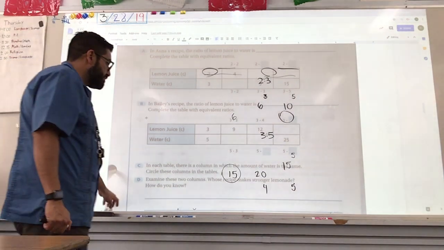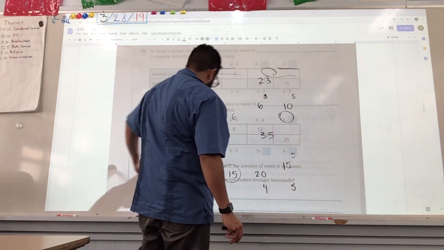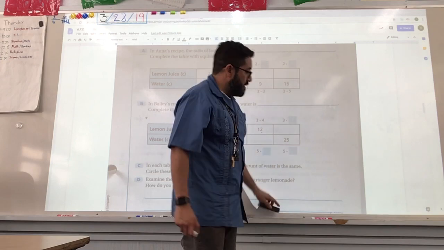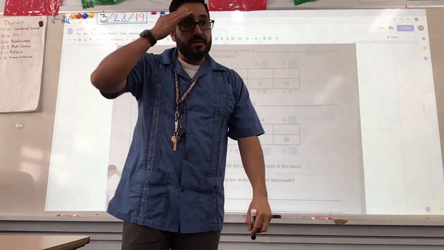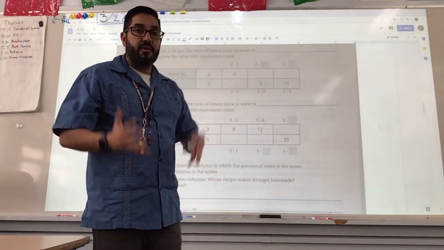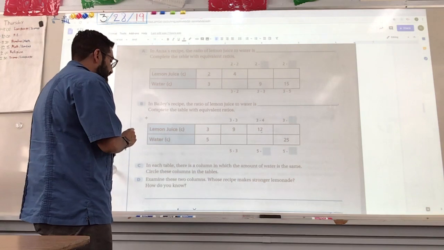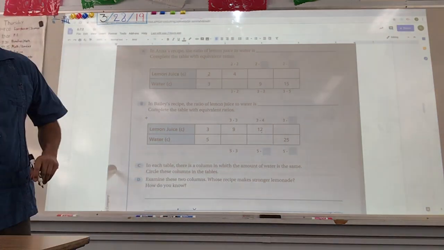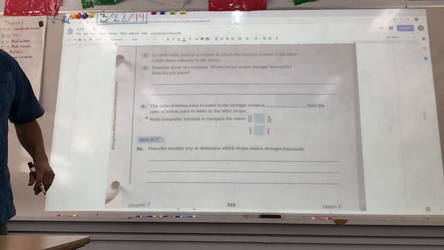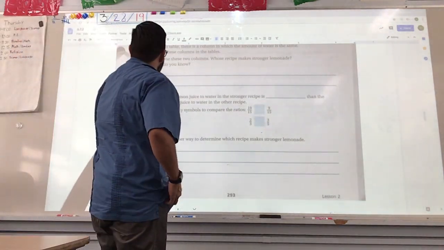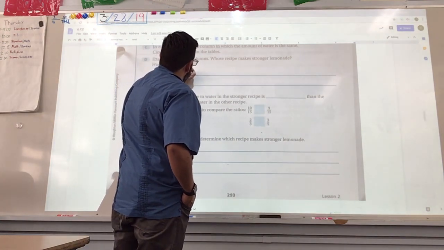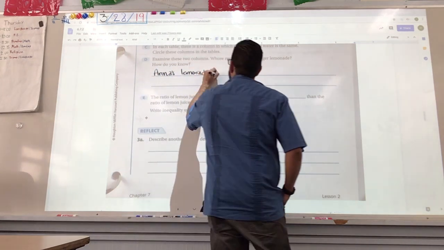Examine the 2 columns. Whose recipe makes stronger lemonade? Okay, now assume that the stronger lemonade is made with more lemon juice and less water. Well, since they have the same amount of water, we can't go by that. We have to look at the lemon juice. And it looks like Anna's is stronger. I'm going to keep scrolling until I get right here. Okay, so I'm going to put Anna's lemonade is stronger.